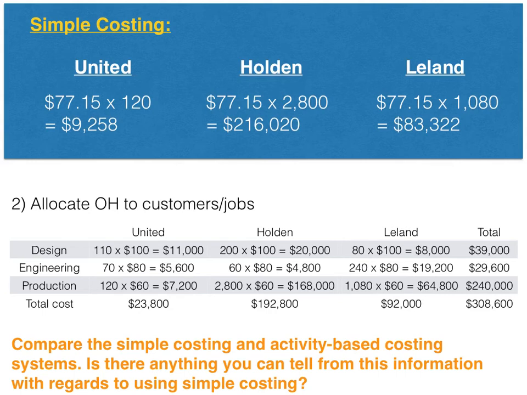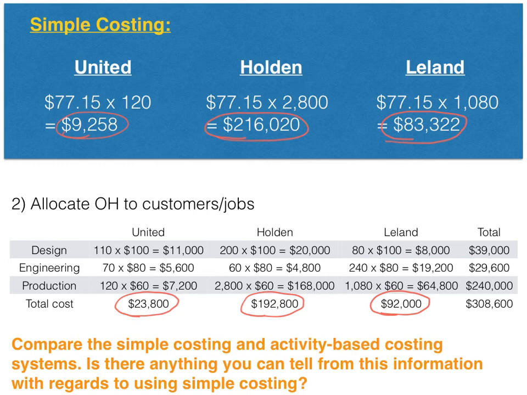So under simple costing, we only allocated United $9,258. Under activity-based costing, which is more accurate, we find that they should have been allocated $23,800. Under simple, we allocated $216,000 to Holden, and we really should have only allocated $192,800. Under simple costing, we allocated Leland $83,322, and we really should have allocated $92,000 to them.